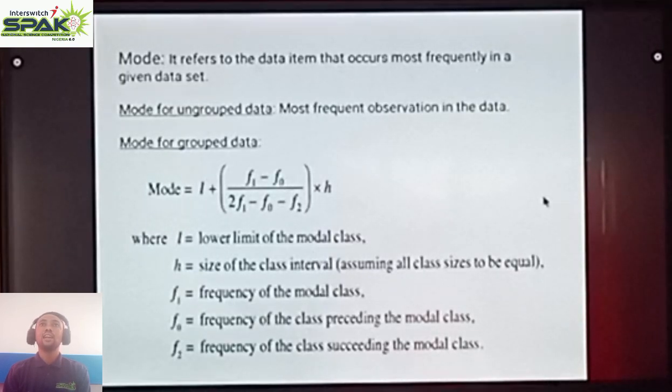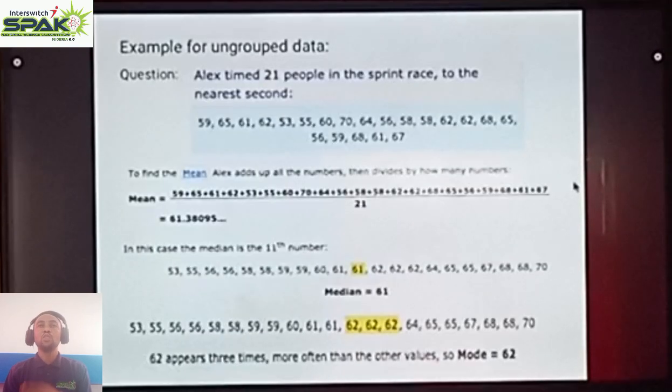That is, the class before the modal class is F0, while F2 is the frequency of the class succeeding the modal class. That is, the frequency of the class after the modal class. That is our F2. Now let's see how we apply this in simple calculations. The first question is on ungrouped data.